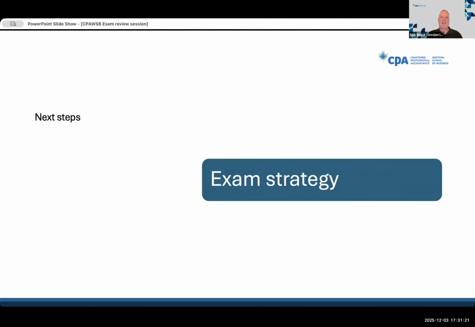Finally, think about your exam strategy. What are you going to do first? Is it going to be the multiple choice questions? Is it going to be the case question? How are you going to approach it?